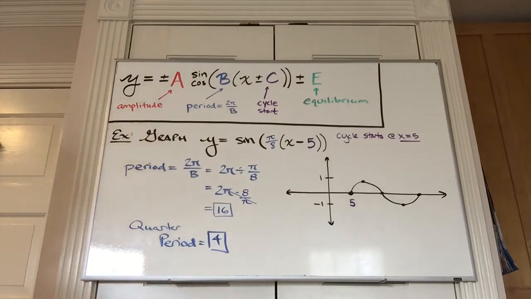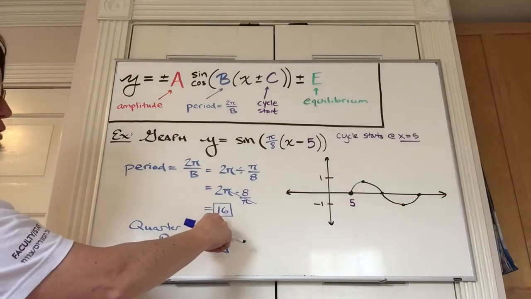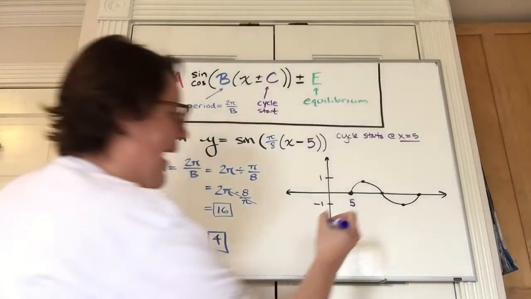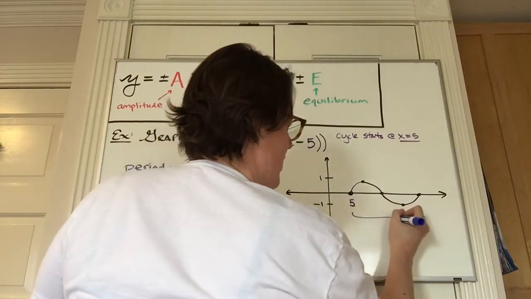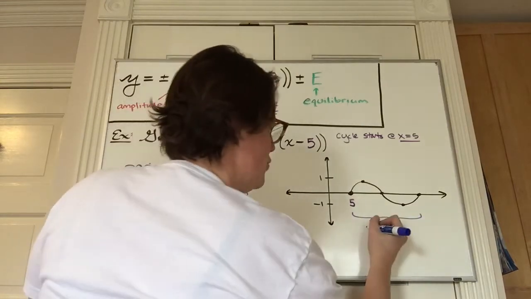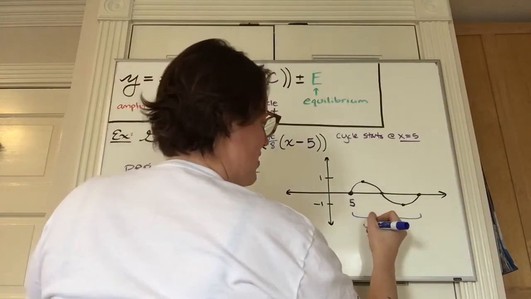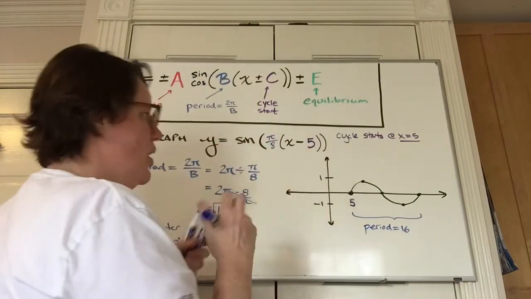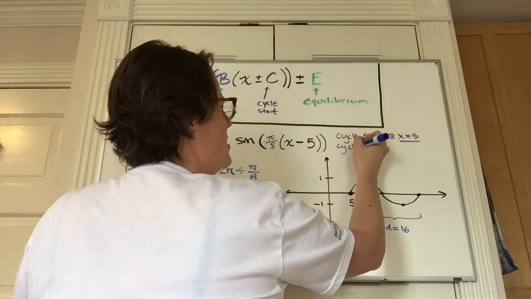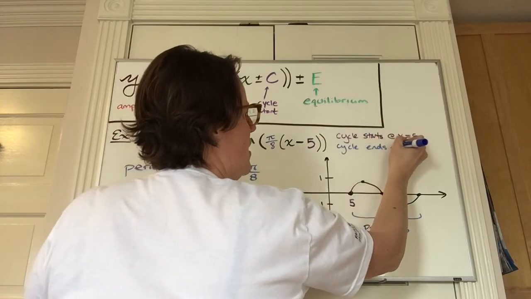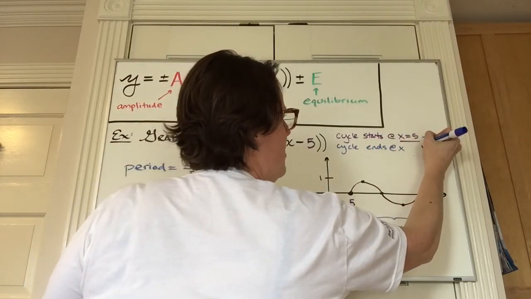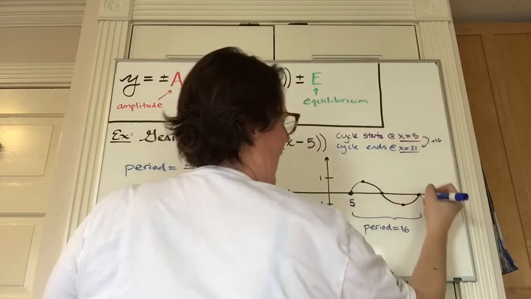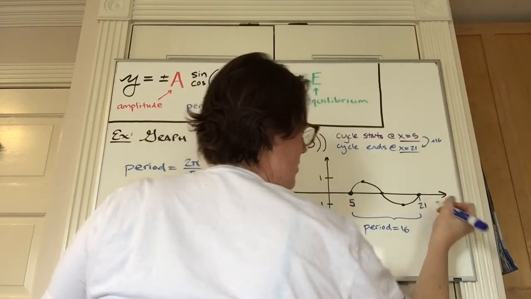Okay, now, how do I know where the cycle ends? That's where the period comes in. Period is basically a measurement of how far you go from the start of the cycle to the end of the cycle. So in that I've got one full sine wave here, this needs to be one full period of 16 units. So if you were curious as to where the cycle ends, the cycle ends one full period later. So it should end 16 units later at 21.